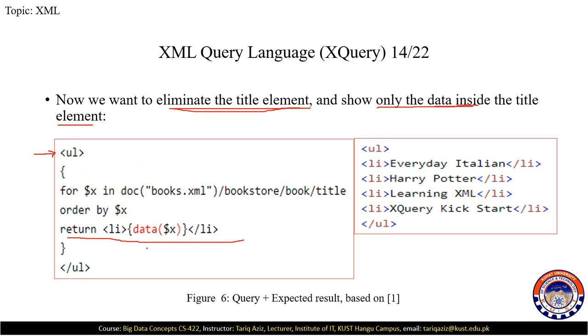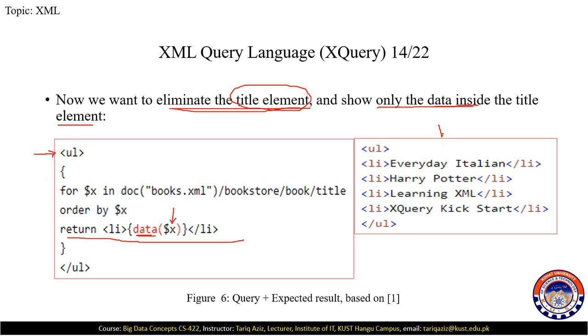It's important. Now here, whatever is in the variable x, we want just the data. Okay, we don't want the title element. We just need the data inside the title element. So that's why we mentioned this keyword data. The rest of the query is the same as previous.